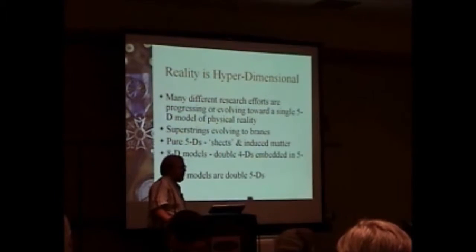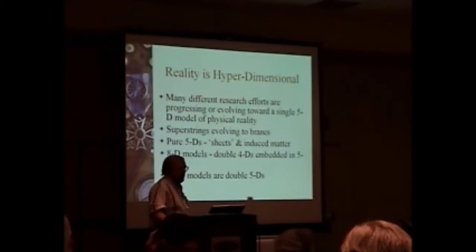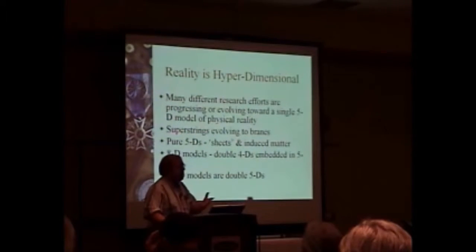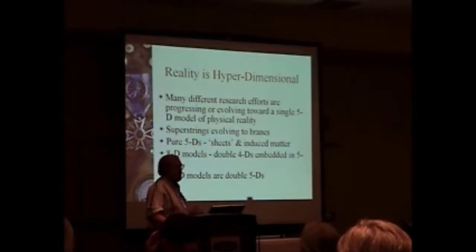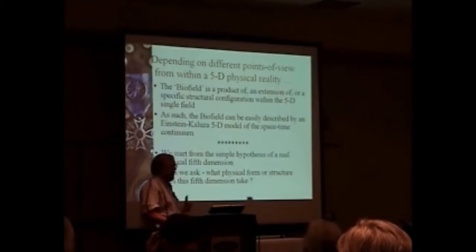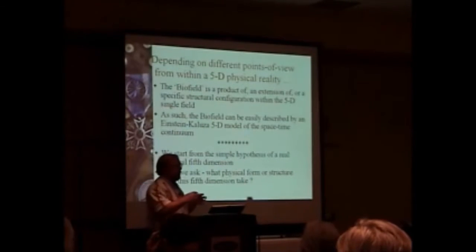You have various 8-dimensional models by Tiller and others. Basically, these are double 4-dimensional models embedded in a 5th dimension. The 10D models are basically double 5-dimensional models, and the brane theory people are talking about the same thing. If you want the 11-dimensional model of the supergravity theory of the 80s, that's just a double 5D model embedded in the 6th dimension. So basically, I'm coming from that point of view, and it seems like all the other theories are evolving toward a single 5-dimensional model.